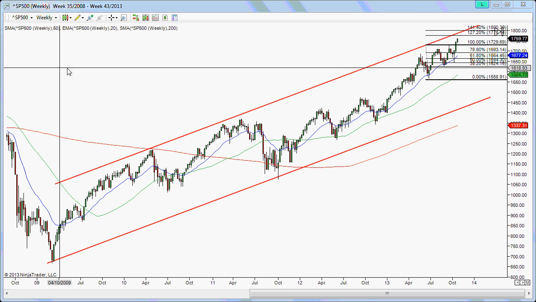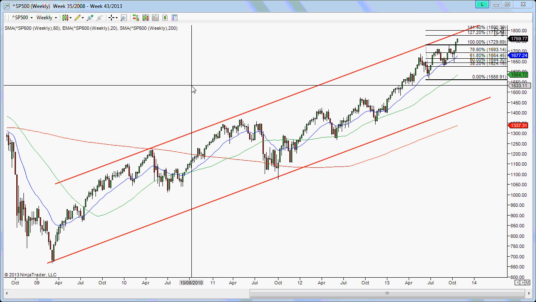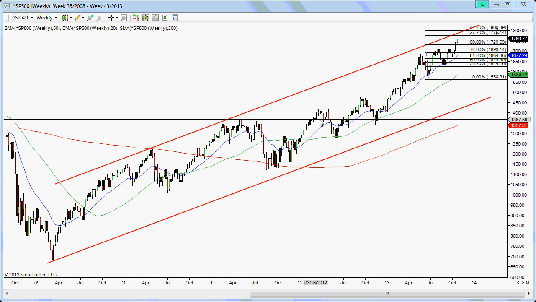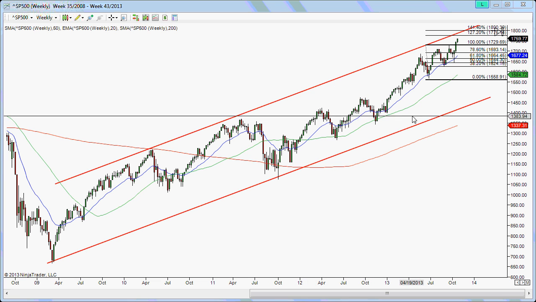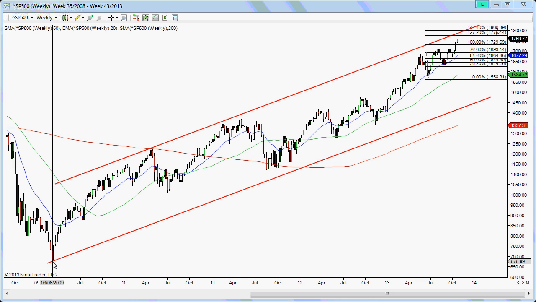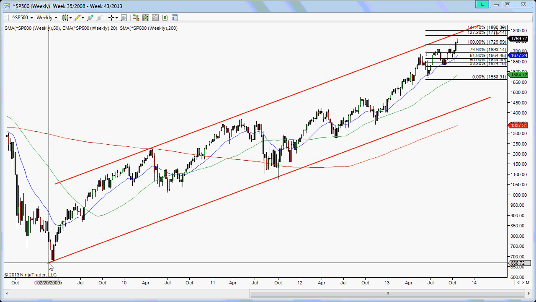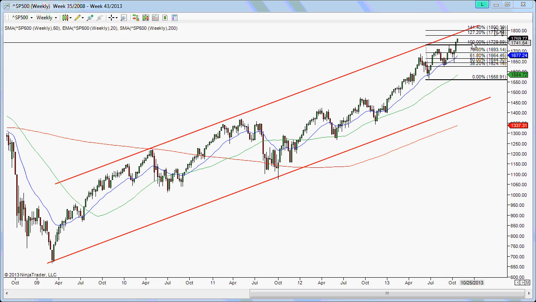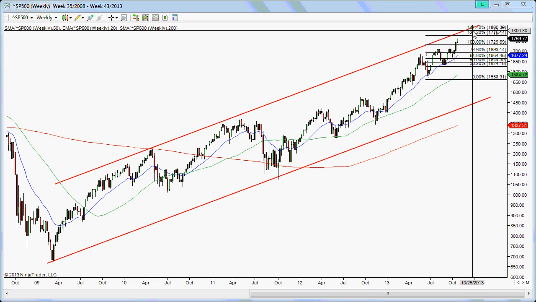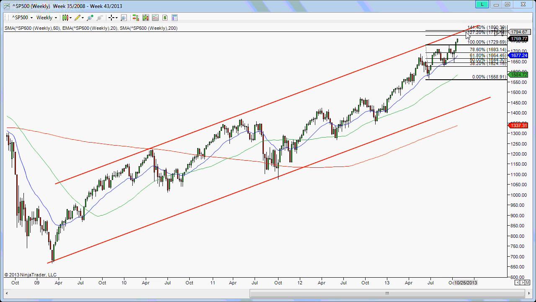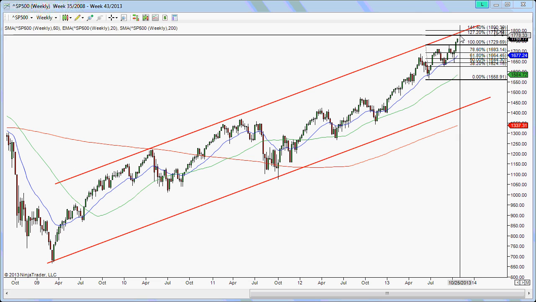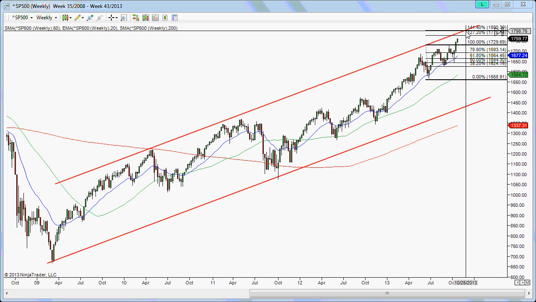First of all, let's take a look at the S&P 500. Right now, I've got the weekly chart on the S&P. You can see that it's still confined within this rising price channel, started from the March 2009 low. And right now, it appears that the upper trend line could be anywhere between 1775 to 1800, somewhere around there.